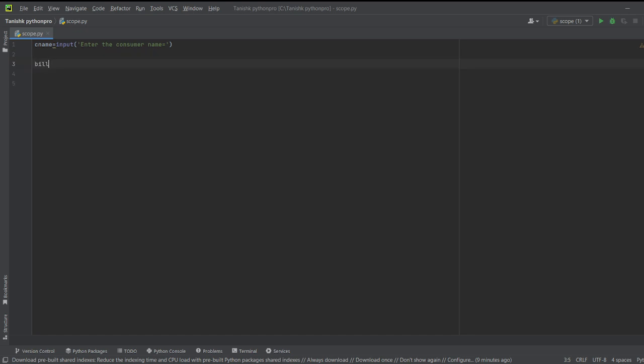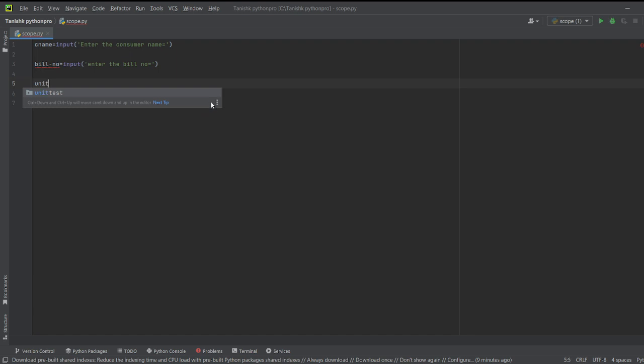Bill number is equal to input, and now next line, enter the bill number. So now next line.